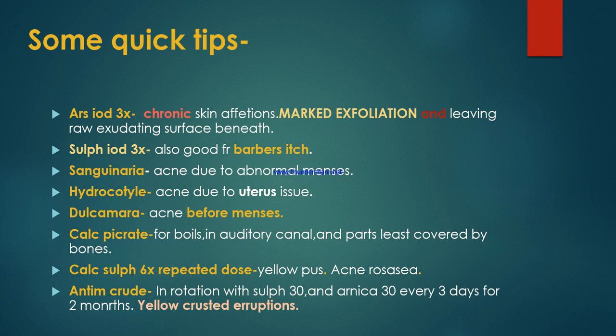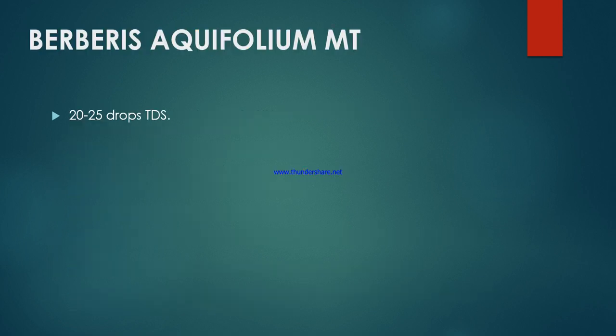Okay, Calcarea sulph, we know Calcarea sulph is very much useful in acne rosacea, and it is often used in repeated doses. There will be yellow pus, we know that. Antimonium crudum can also be used in acne, and we know that in Antimonium crudum there will be yellow crusted eruption, and it is very much useful in acne rosacea. Antimonium crudum is often used in rotation with sulfur 30 and arnica 30 every 3 days for 2 months. Then it can be cured easily.